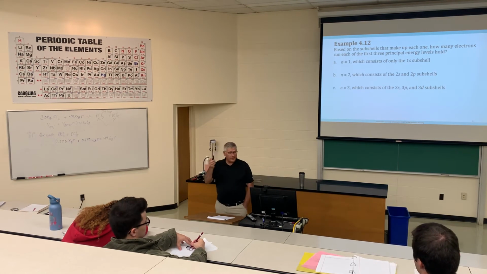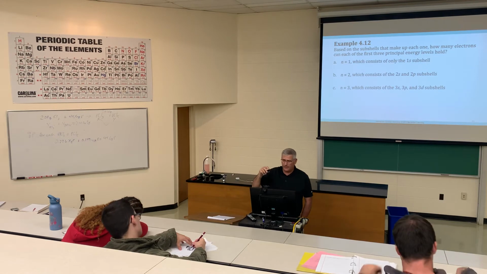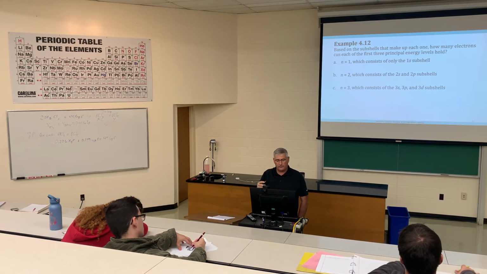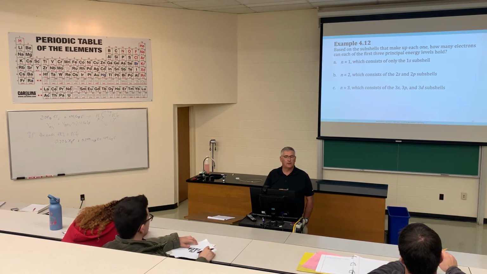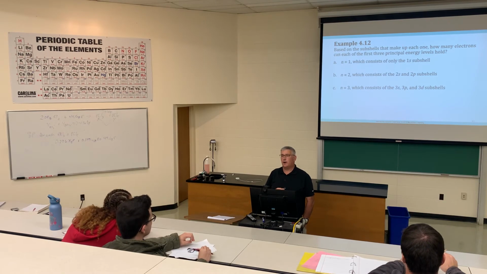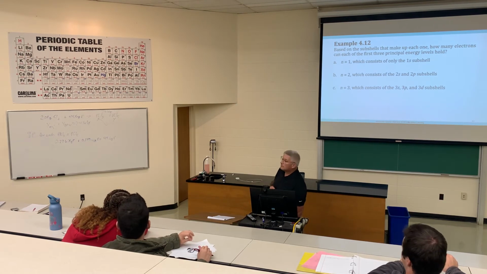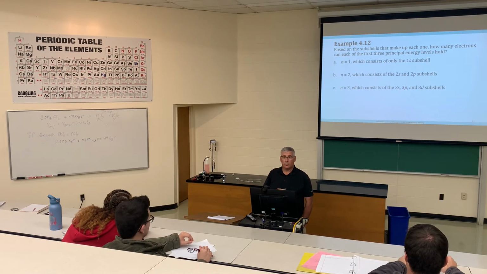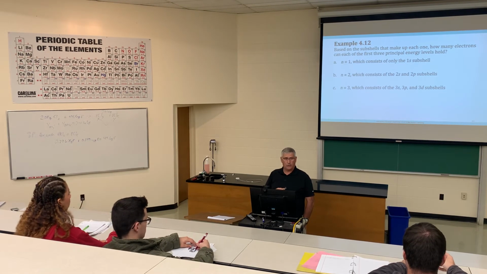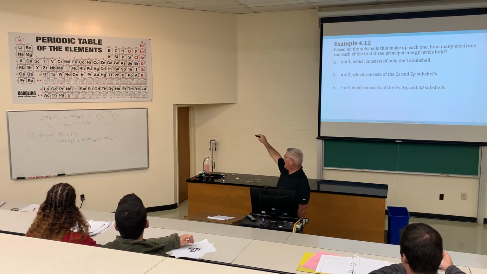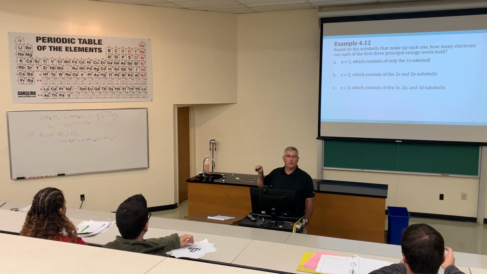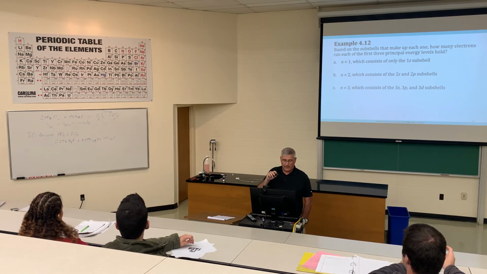So anyway, based on subshells that make up each one, how many electrons can each of the first three principal energy levels hold? So if I have n equals 1, right, how many electrons can I hold in that? N equals 1. How many orbitals are found in n equals 1? 1s, right? So how many electrons? That's correct, all right? So if I move to n equals 2, okay, what do I have? I've got 8 total electrons, okay? And how many pairs would that be?